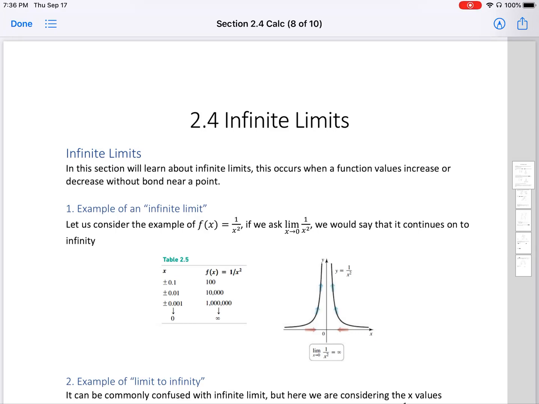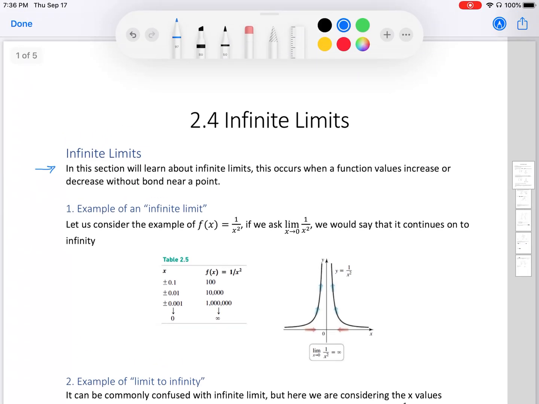Section 2.4, infinite limits. In this section, we will learn about infinite limits. This occurs when a function's values increase or decrease without bound near a point.